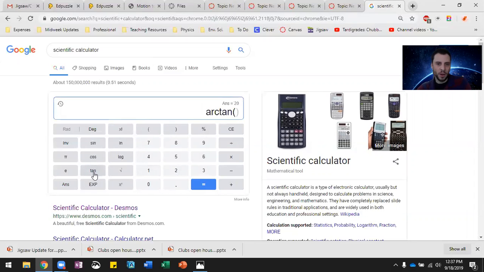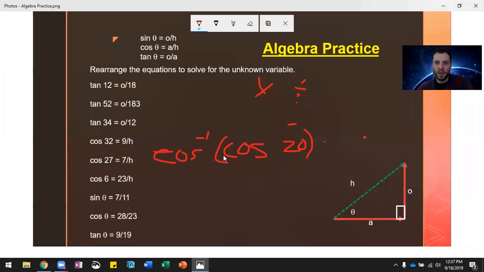The arc tangent of the tangent of 54 should give us what, class? The arc tangent and the tangent cancel out, so this just leaves us with 54. There you go. All right, so let's put this into practice. Let's rearrange some equations, okay?